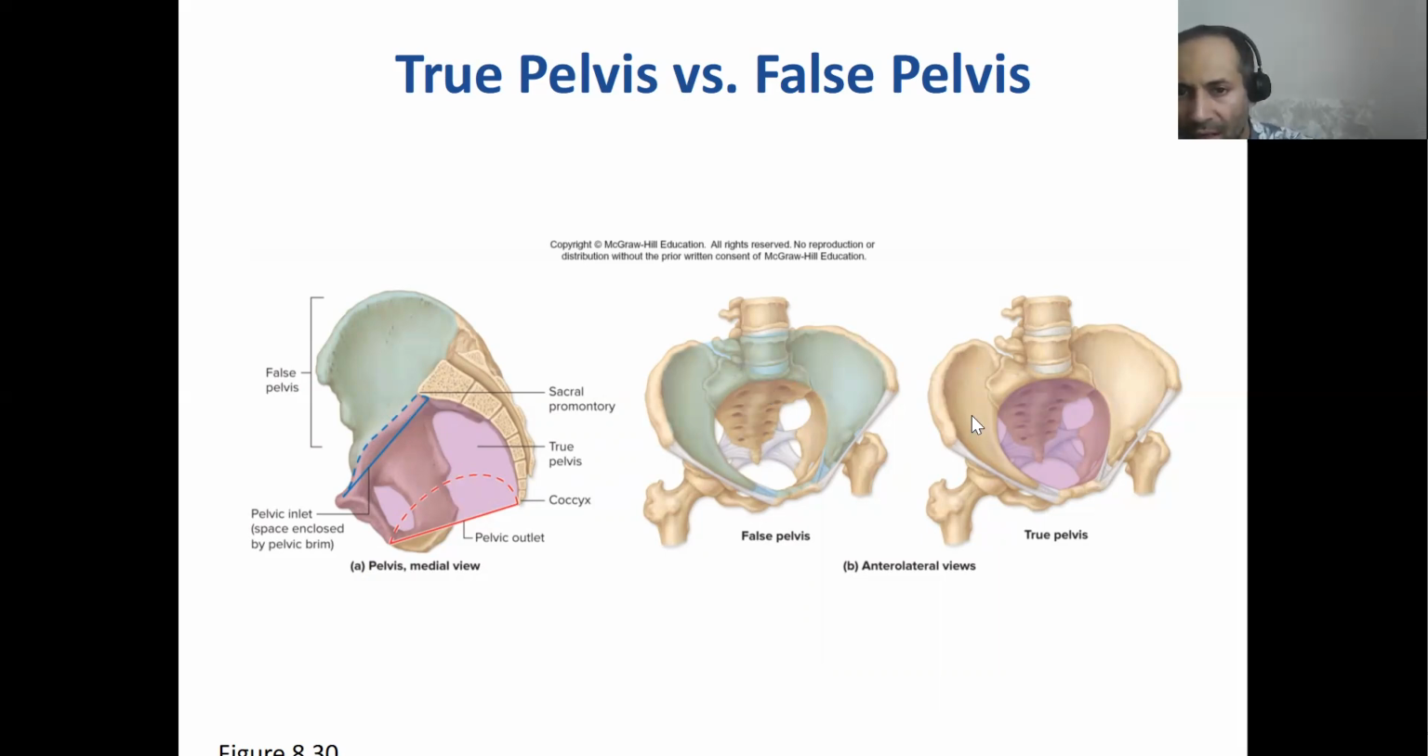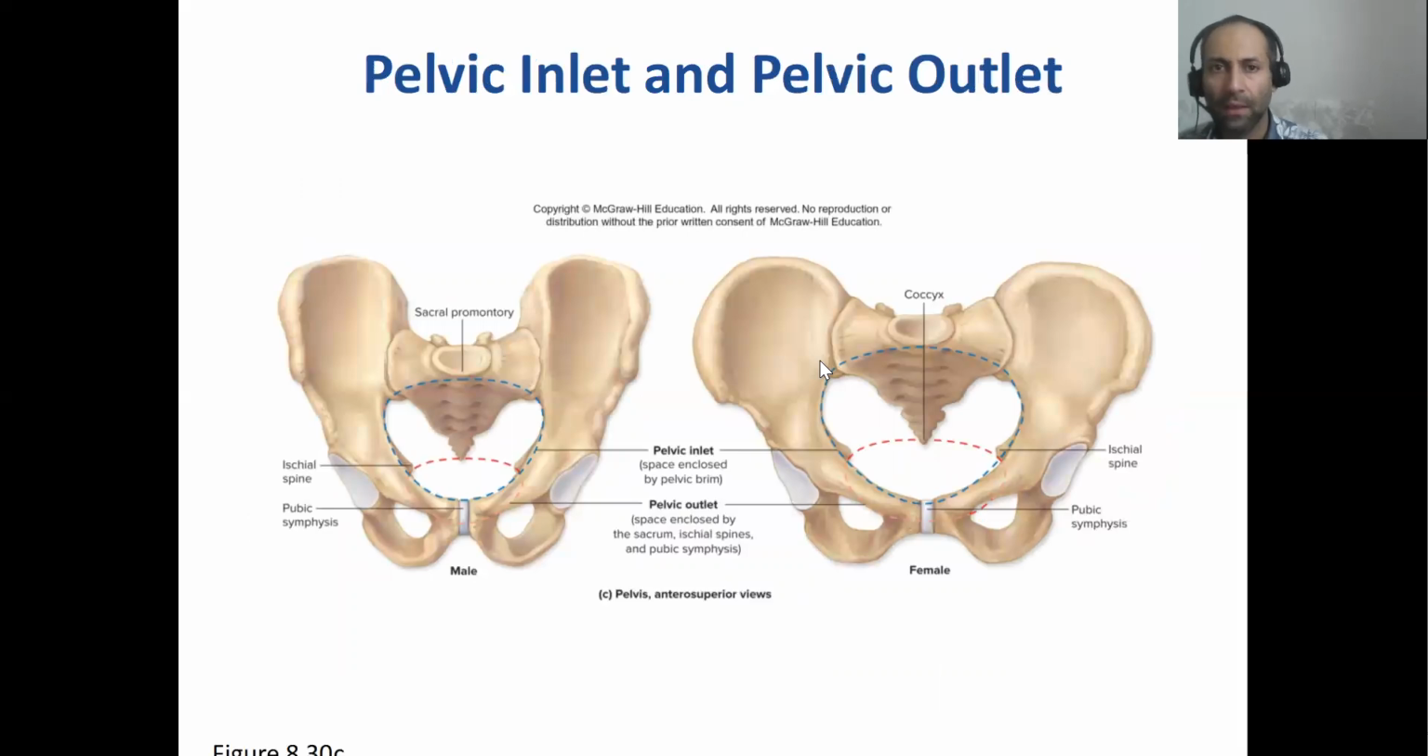The true pelvis contains your reproductive organs, testes and ovaries, and also urinary bladder, while your false pelvis contains your colon, your large intestine. Okay. In this picture, we are looking at the difference between the pelvic inlet and the pelvic outlet. What is the pelvic inlet? Pelvic inlet is in blue right here. Pelvic outlet is right about here, the mouth to your pelvis.